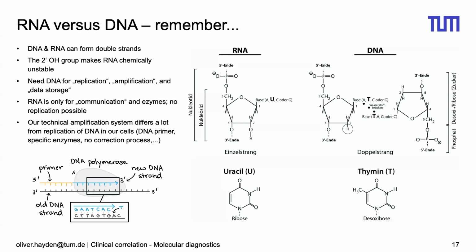So if we have an RNA virus, it's important to get to the DNA, and only then we can do the amplification and determine what type of infection you have.